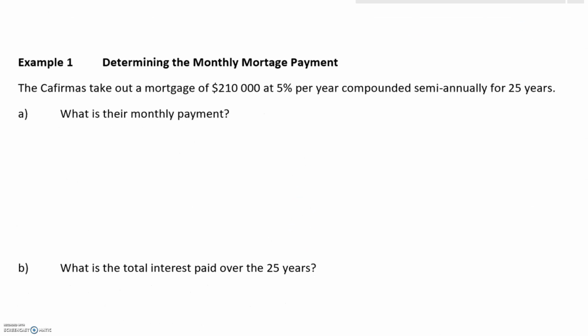Okay, so the Confirmas take out a mortgage of $210,000 at 5% per year, compounded semi-annually for 25 years. That's pretty typical. A house can cost about $210,000. Houses range pretty high for a decent sized house, but it depends what you're looking for. $210,000 is pretty reasonable. 5% interest, I'd say right now, is pretty reasonable as well. On Friday, you're going to have a project where you'll be investigating interest rates for mortgages, so you'll get a better idea if this is reasonable or not. And 25 years for a mortgage, as we discussed before, is reasonable as well.